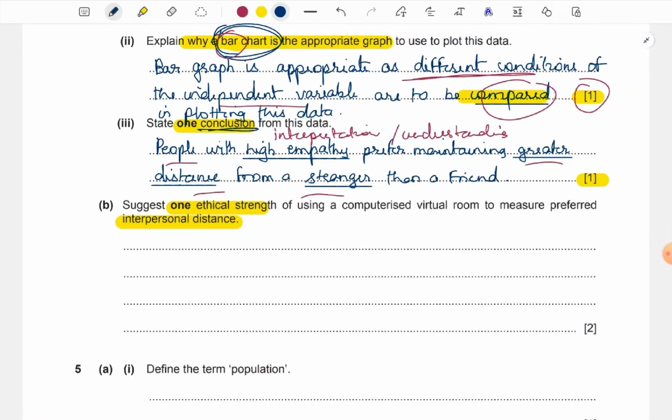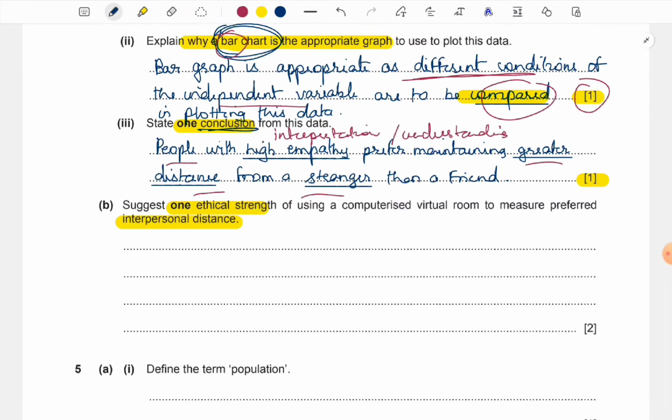Okay, now this was the point when I realized that the video had stopped recording. So I had not written the answer for this one. Let's do it now. The question given here is in continuation of the table. Suggest one ethical strength of using a computerized virtual room to measure interpersonal distance.